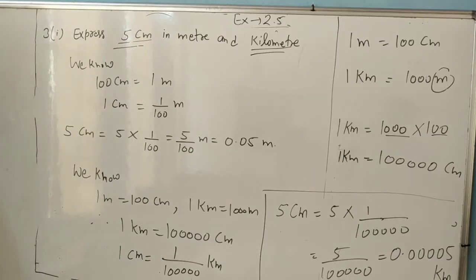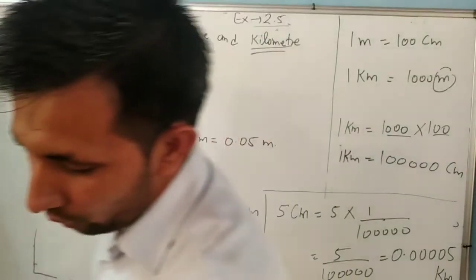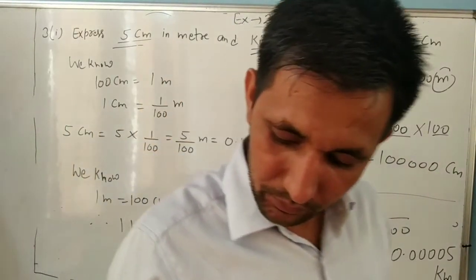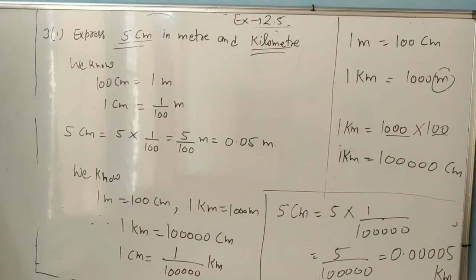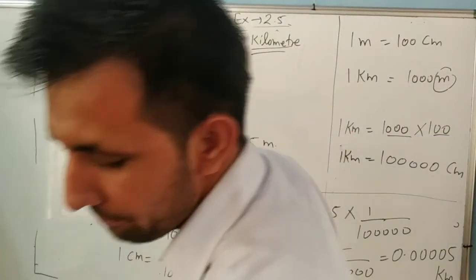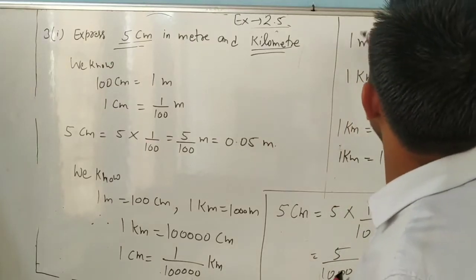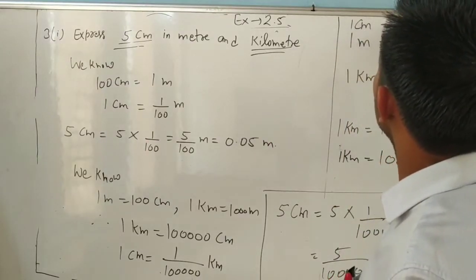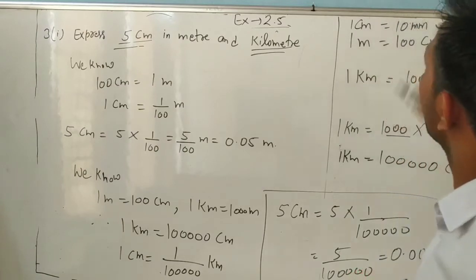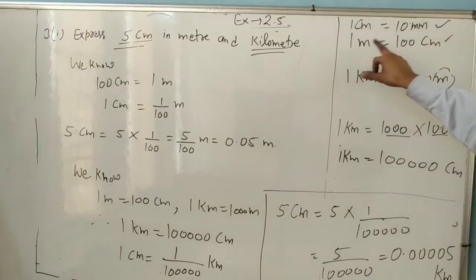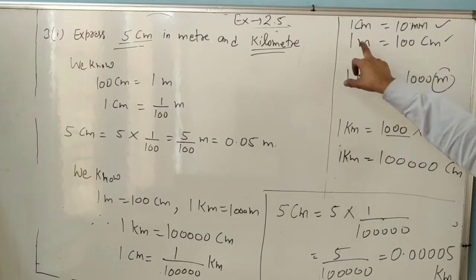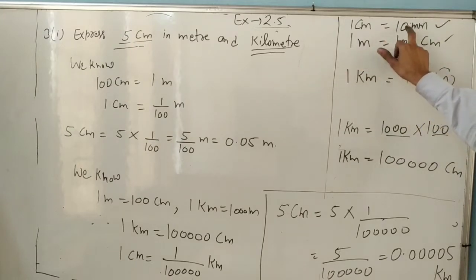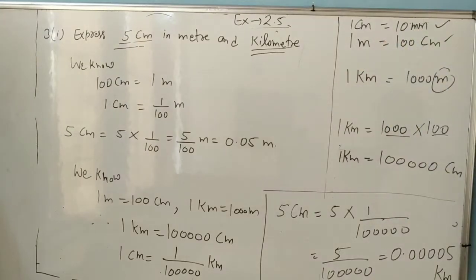Understand it? Now we will do the second part of the third question. Look at now. The second part you have to do yourself. You have to remember only one thing. mm means millimeter. You can write 1 centimeter equal to 10 mm. So you can find easily: 1 meter equal to 100 centimeter, 1 kilometer equal to 1000 meter. Same as it is. 1 meter equal to how many mm? 100 into 10. So you have to do this one yourself.